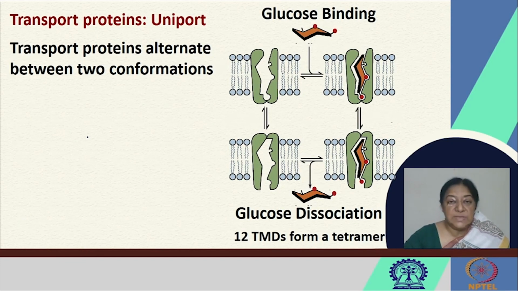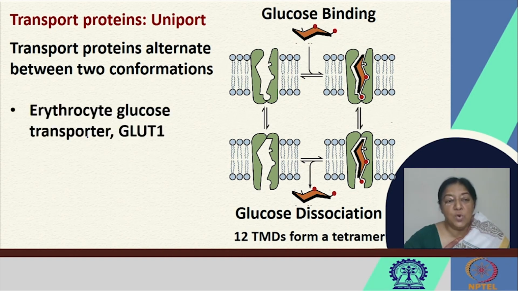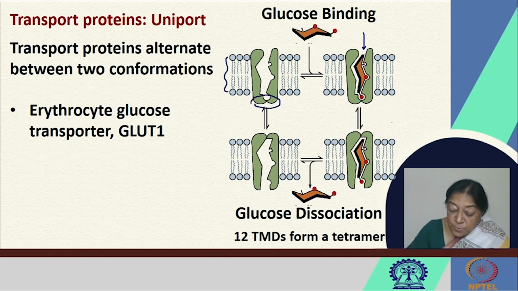In a uniport example of transport proteins, we will look at the glucose binding protein, the GLUT1 protein, that is an erythrocyte glucose transporter. This is the lipid bilayer, and we have this specific protein embedded here. When glucose binds, there is a specific glucose binding site, and there is a transformation from the outside to the inside, where there would be the possibility of the transfer from the outside to the inside. So in this case, we see this portion closed.